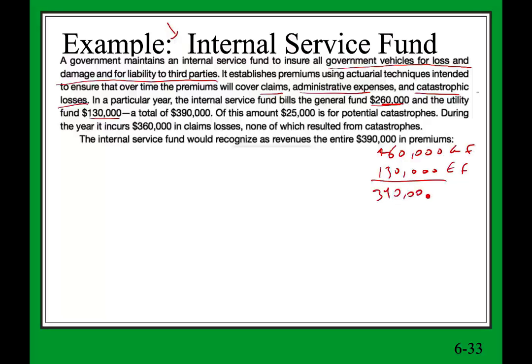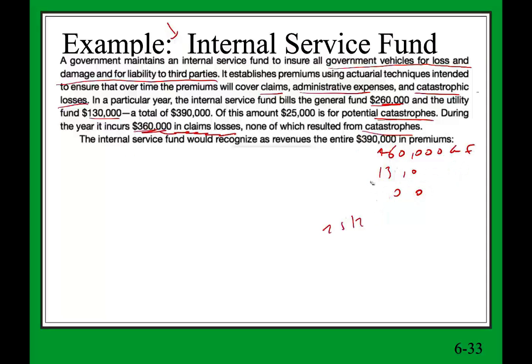That's the total billing. Of this amount, $25,000 is for potential catastrophes. So what happened during the year? It incurred $360,000 in claim losses. Remember, this insurance covered catastrophic events as well as claim losses. Here you had $360,000 of claim losses, none of which was a catastrophic event. So the internal service fund would recognize as revenue the entire $390,000.